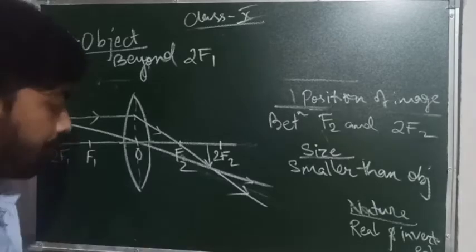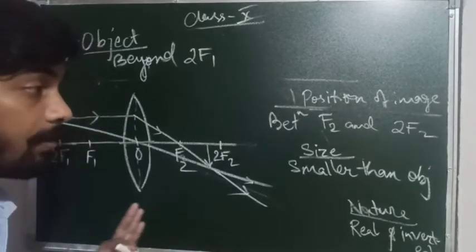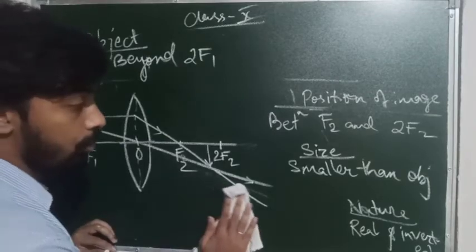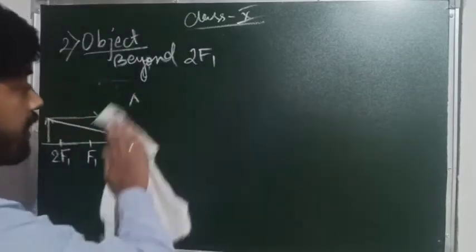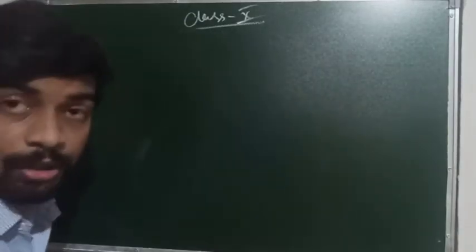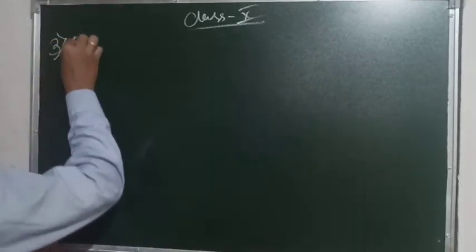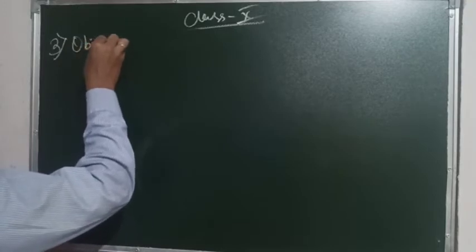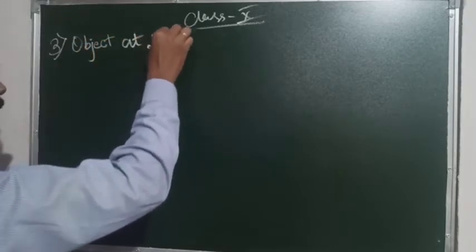Now the third one. One thing you keep in mind, I am drawing the ray diagrams in freehand, so my lines might bend somewhere or might not be straight, but I suggest you to use scale and a sharp pencil while drawing the ray diagrams. Number 3, object at 2f1.